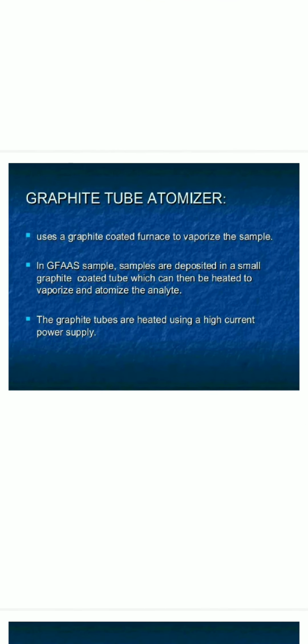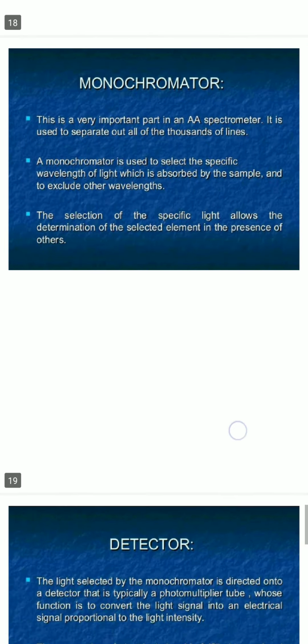Graphite tube atomizer. It uses a graphite-coated furnace to vaporize the sample. The graphite tubes are heated using a high current power supply.